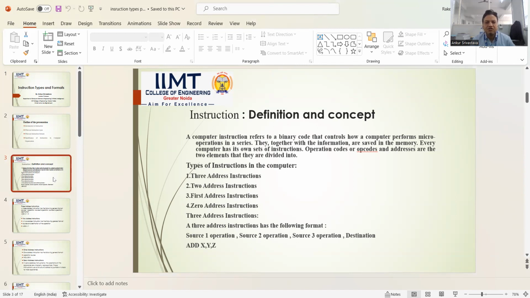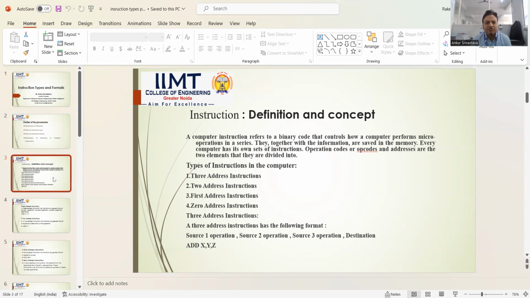Now, these instructions need to be executed using the types of instructions given in the slide. In the types of instructions, we have four types of address instructions: the 3 address instruction, the 2 address instruction, the 1 address instruction, and the 0 address instruction. The 0 address instruction is also known as stack-based address.